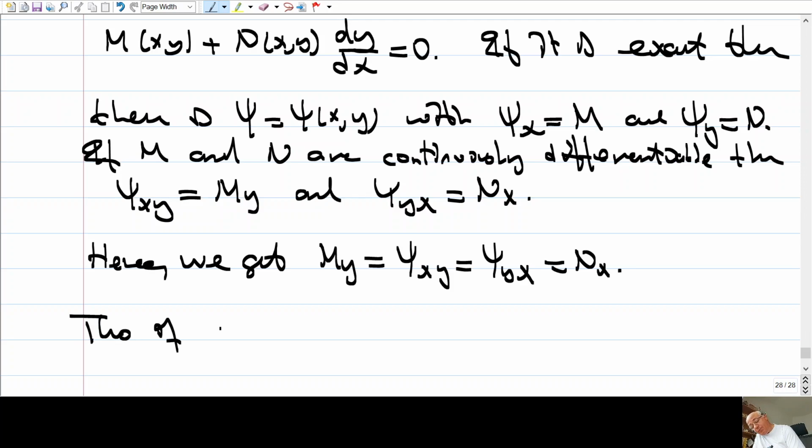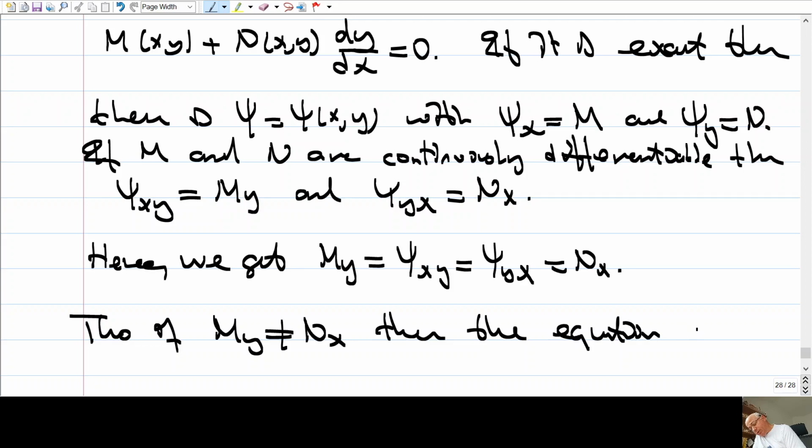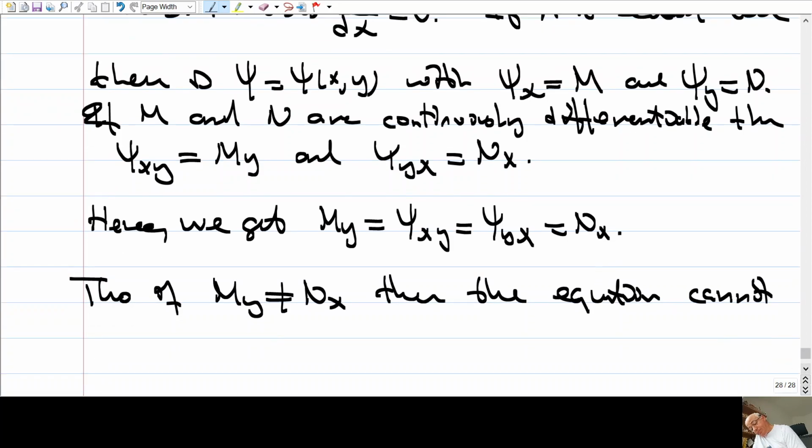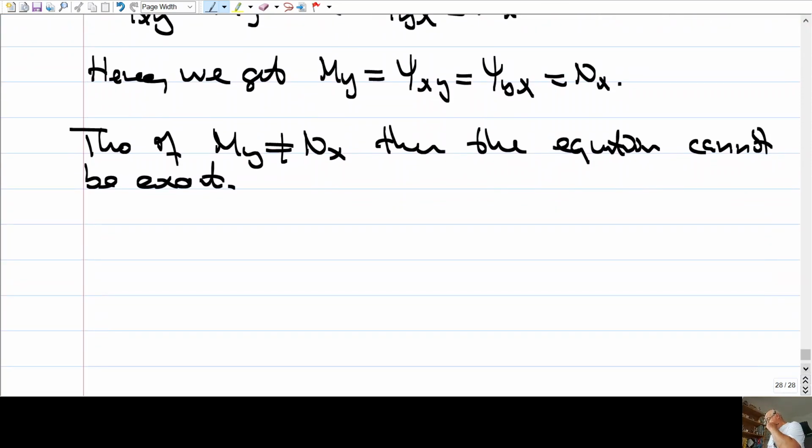Thus, if m sub y is not equal to n sub x, then the equation cannot be exact. And you wonder, if these partial derivatives are the same, does it become exact? This question is answered in the following theorem. Let me just write down the theorem. Or maybe before this theorem, let me do one example related to this criteria.